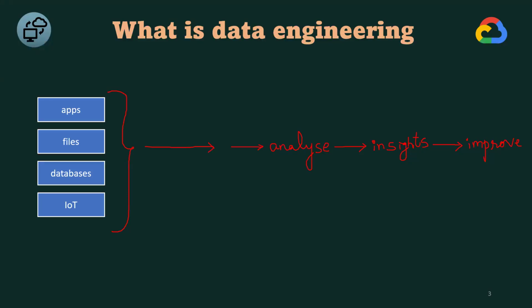Okay, so that is what the business thinks. What is the business manager thinking? He is thinking that whatever data they are generating at different applications, in file formats, in databases, or from IoT devices, if we try to understand and analyze the data properly, we can get some kind of insights. Those insights are very useful for business improvement.